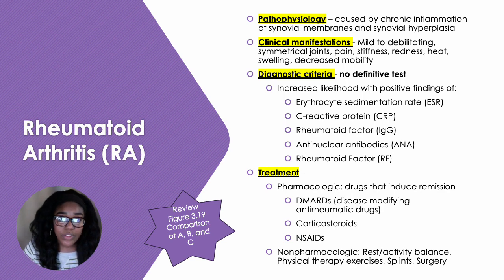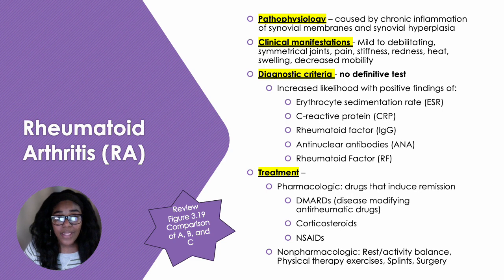So when we discuss the pathophysiology, it is chronic inflammation. So it's happening over time. There's exacerbations, there's remissions. These membranes are enlarged, and they increase the reproduction rate of the cells. So again, this is the enlargement of the synovial membrane. When we talk about synovial areas, it causes joint erosion and pain. So this is where a lot of that pain happens with patients with rheumatoid arthritis, and it can be mild to debilitating. It can cause pain, stiffness, symmetrical joints, redness, heat, swelling, and decreased mobility.